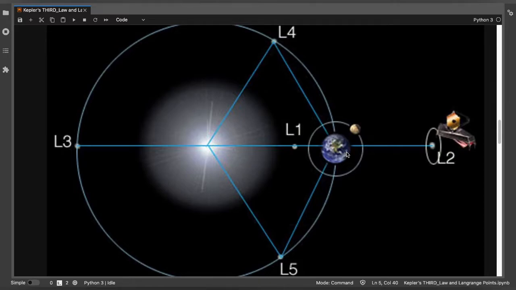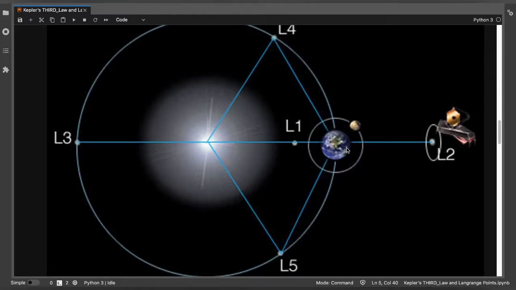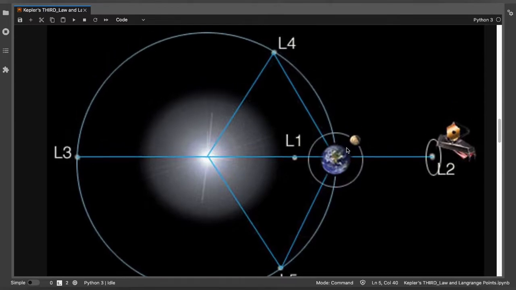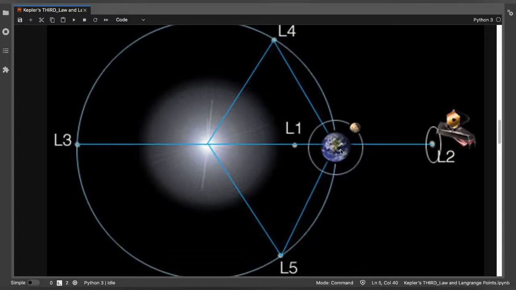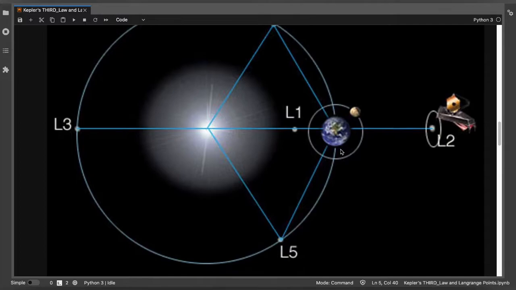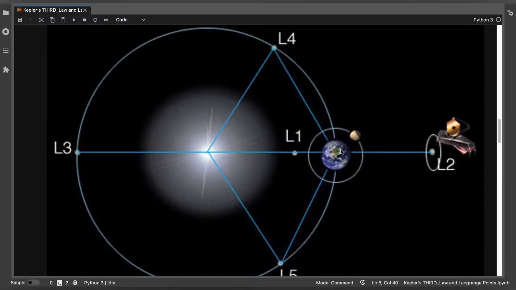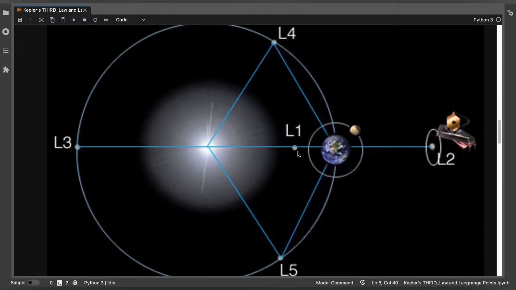they have an orbital period the same as that of the Earth. It is just like a satellite in a geostationary orbit, but in this case we have a satellite orbiting the Sun with the same orbital period as Earth. So these are very special points, and in this video we are going to calculate L1 and L2.